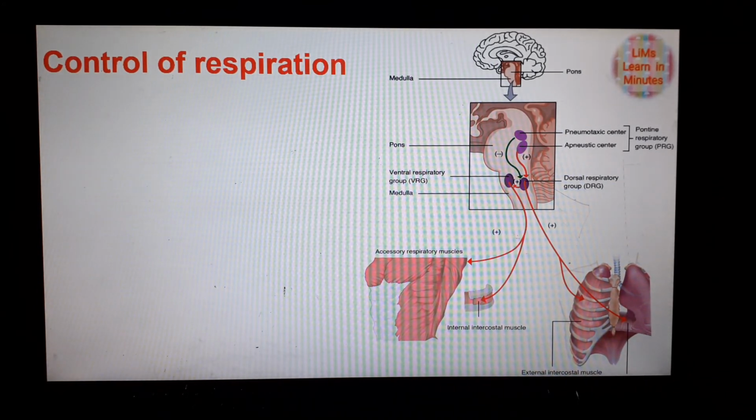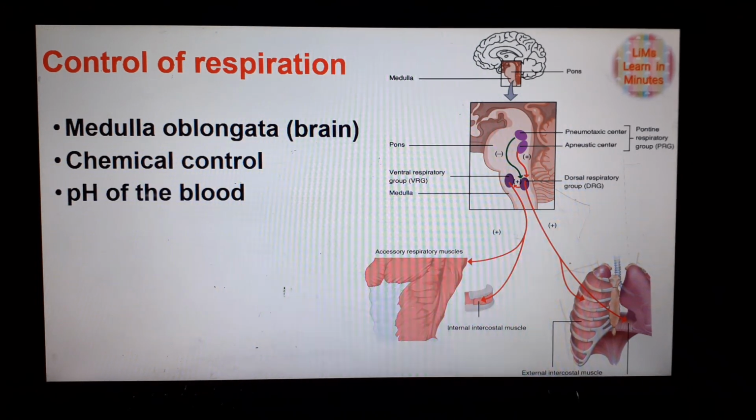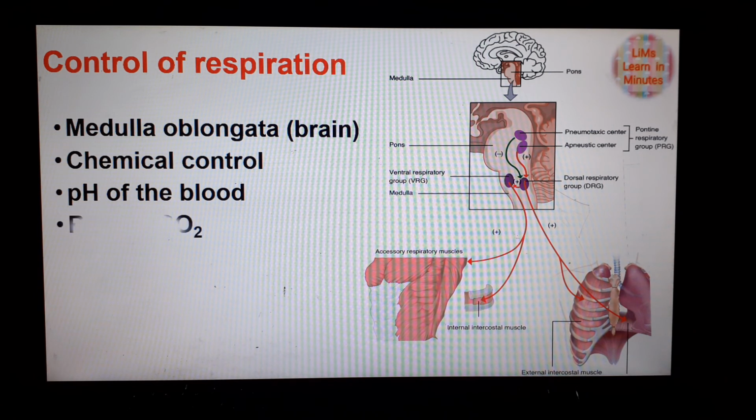Now, control of respiration. Respiration is controlled by the respiratory center in the medulla oblongata, which is situated in the brain of the central nervous system. The regulation of frequency, rate and depth of respiration is achieved by chemical control. The respiratory center in the medulla is sensitive to the pH of the blood. The carbon dioxide in blood changes its pH to acidic and stimulates the respiratory center.